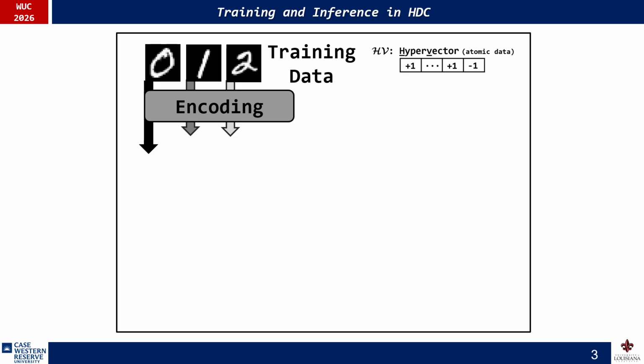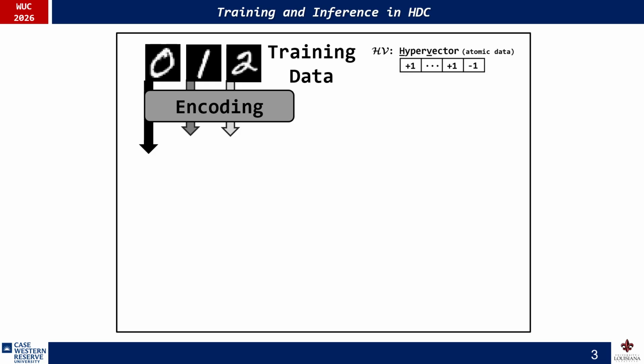Let's first see the background in HDC for training and inference settings. First, we need to define what the atomic data in HDC is. It is a hypervector containing plus and minus ones in this slide setting and also the simulations. But in real hardware, plus one represents logic 1 and minus one represents logic 0. Anything, scalar value or symbol, can be represented in these hypervectors.